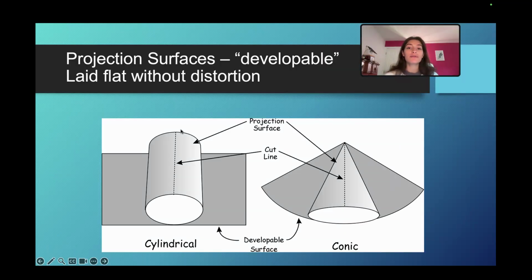So they are developable, these projection surfaces. This is an example of a cylindrical projection surface and a conic projection surface, showing you where that cut line between the two of them is in the center, and then showing you, based on what that projection surface is, how it kind of lays out, what that developable surface is. So this is going to be a tongue twister for me. That developable surface is going to be basically what you have to work with to take your 3D object and lay it flat.